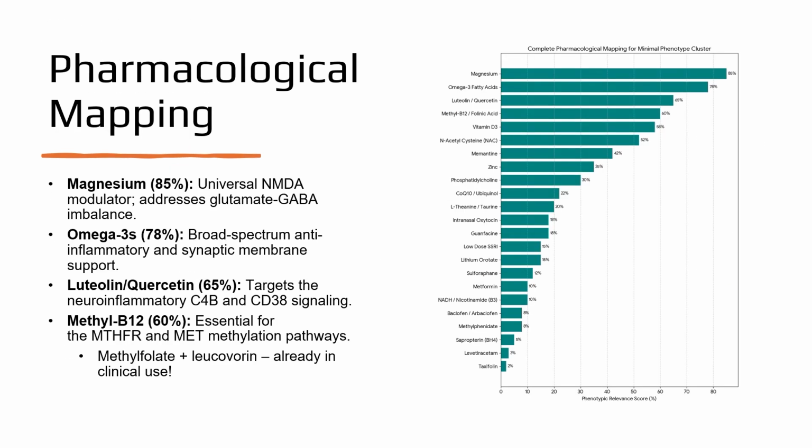Finally, I mapped agents to certain pathways. Magnesium showed an 85% relevance as a universal NMDA modulator for the glutamate-GABA balance. Omega-3s followed at 78% relevance for anti-inflammation and synaptic membrane support. Lutein and methyl B12 were also identified as highly relevant for neuroinflammation and methylation pathways.